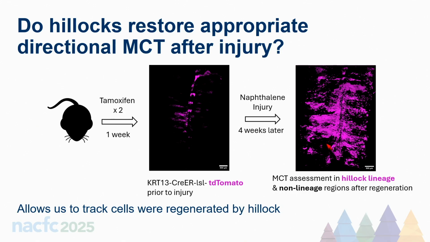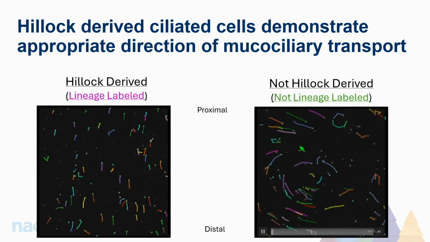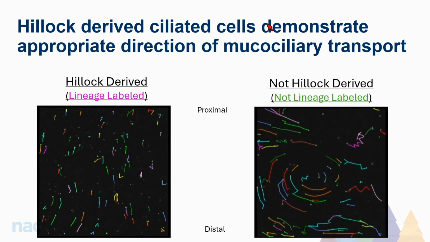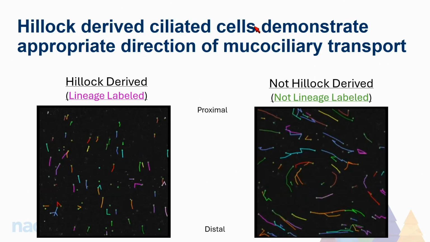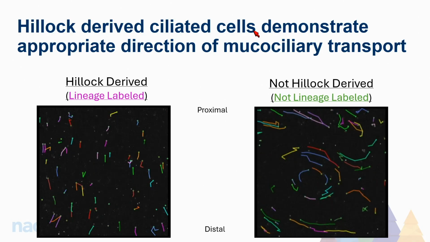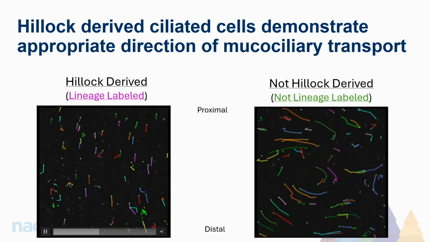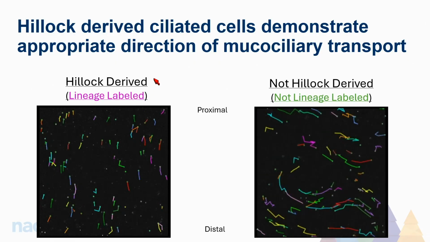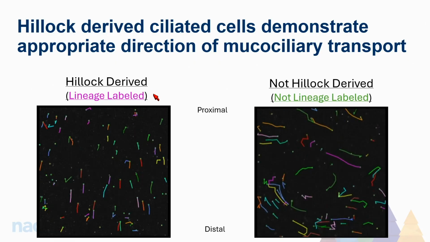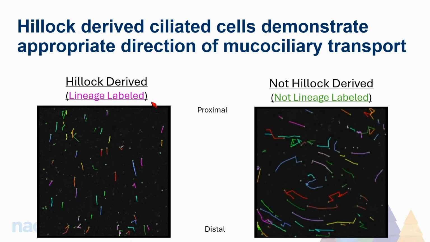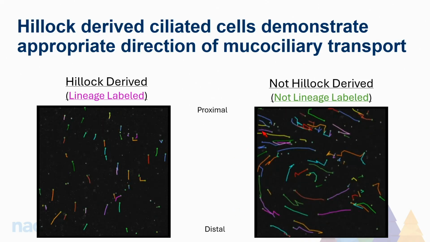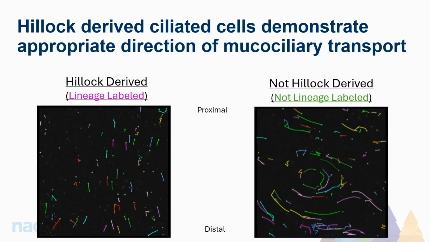And so what we can do is look at mucociliary transport in both of these regions, in the magenta region and also in the black region here. And what we see is actually the opposite of what we expected. In the hillock-derived regions, we see appropriate directional mucociliary transport. It's going from distal to proximal, in the magenta regions. In the non-hillock-derived regions, those black regions, we're seeing that these hurricanes are forming. It's non-directional here. We're seeing the swirling around. Now you can visualize this here.